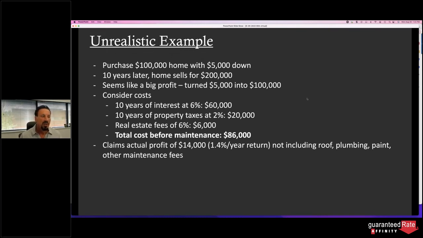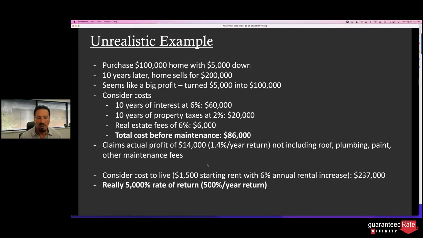Now, the problem with this is that he not only doesn't have the math right, but let's just go with that. He never considers that unless you're going to live in a tent somewhere, you have to have a cost to live someplace, right? So if we were to just say, okay, even just $1,500 starting rent with a 6% annual rental increase, that would be $237,000. Add that to the 14,000, and now it's really a 5,000% rate of return, or 500% per year. This is a problem that we always see in these markets where people come out of the woodwork saying these negative things.